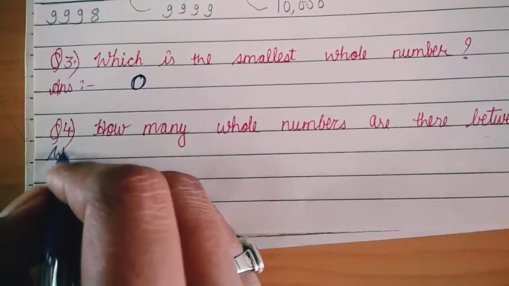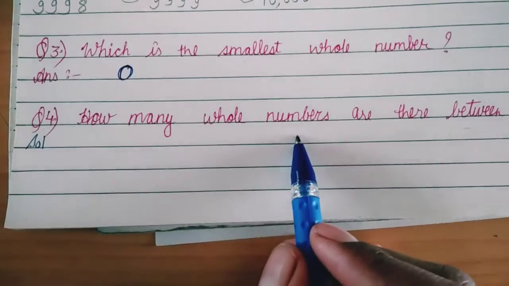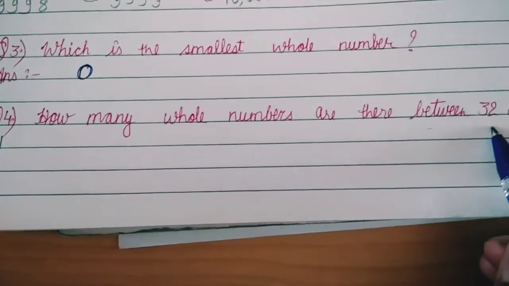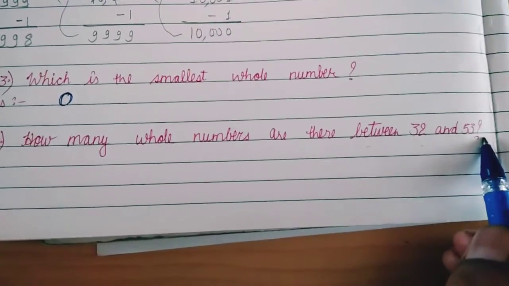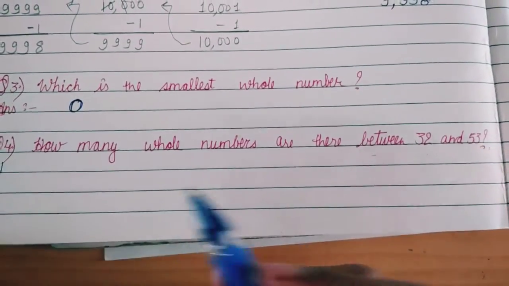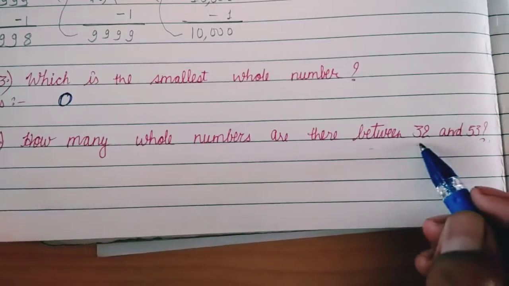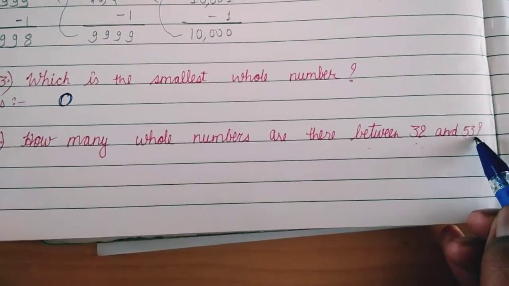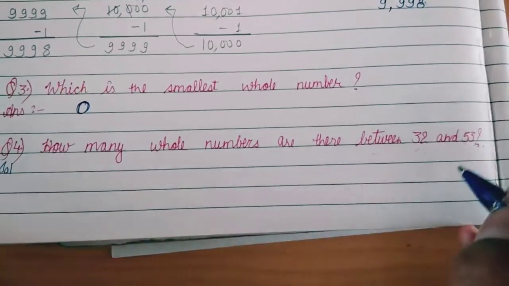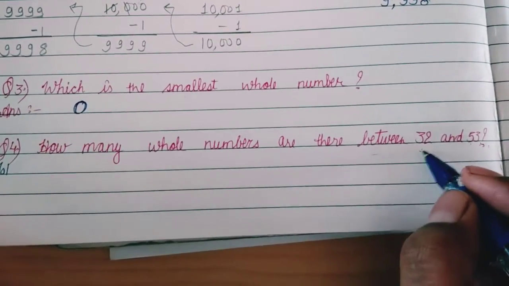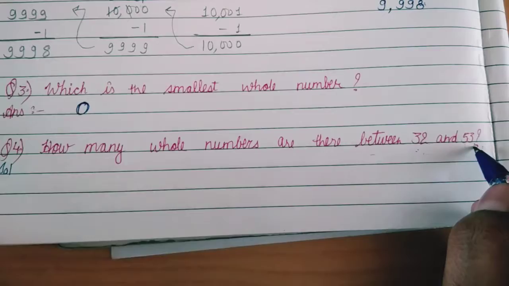Question number 4 is: how many whole numbers are there between 32 and 53? What do we need to identify? The total count of numbers that come in between 32 and 53. So first of all we will write the numbers which are coming in between 32 and 53.